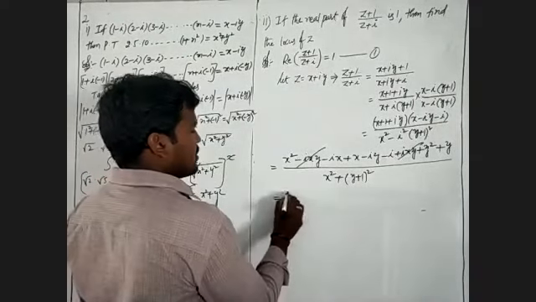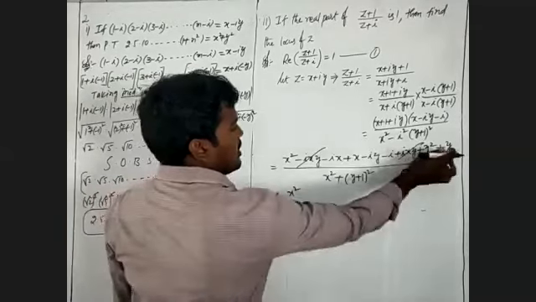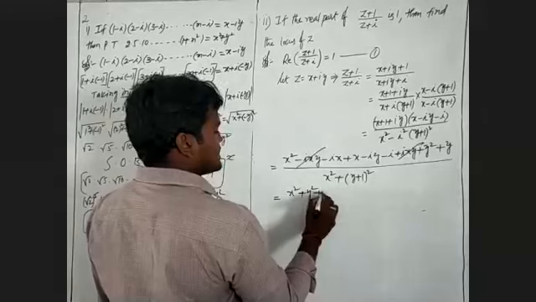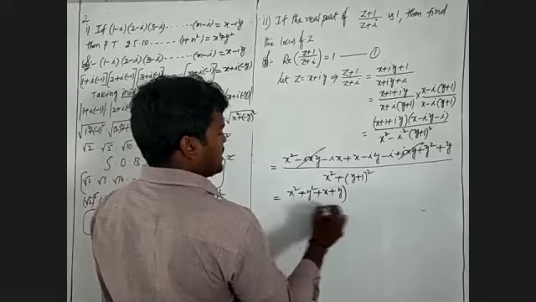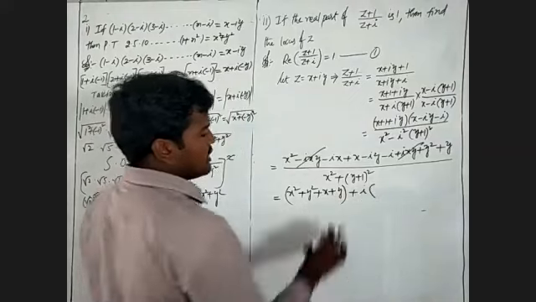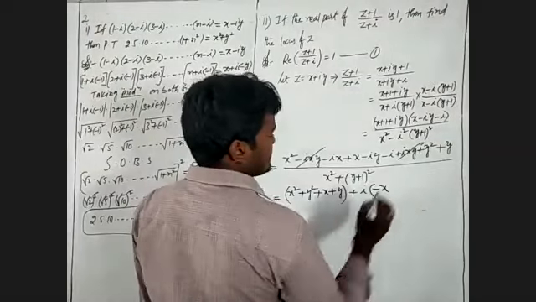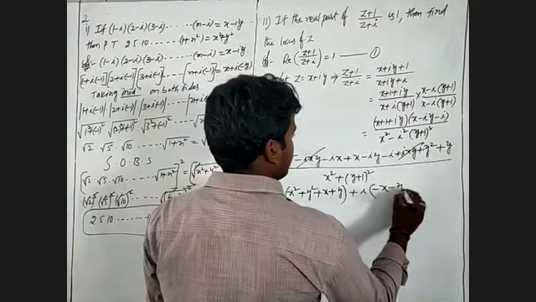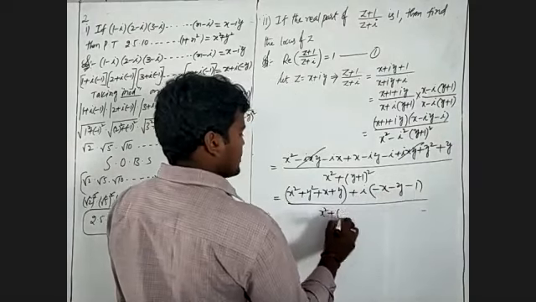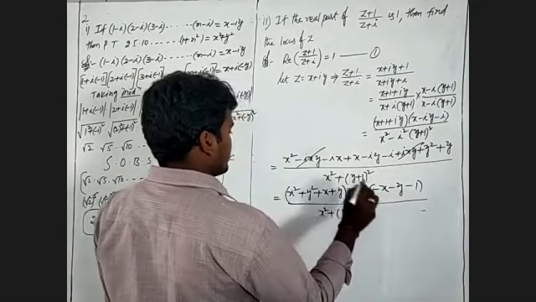Remaining terms, I will write x square. After that we will write y square. Remaining, I will write x. After that we have to write y. I will take i common. Remaining terms will be written as minus x minus y minus 1, and the denominator is x square plus y plus 1 whole square.